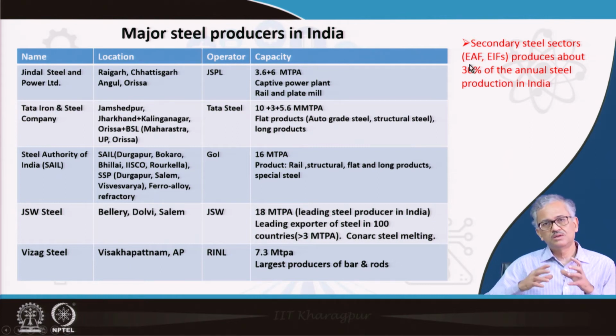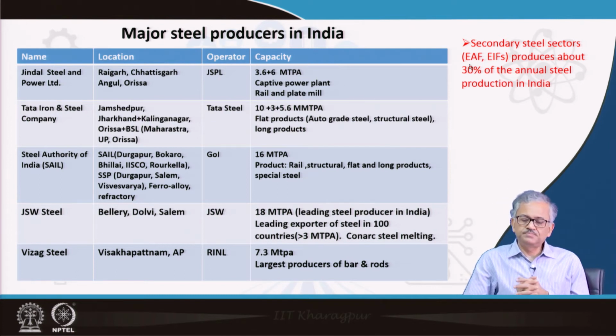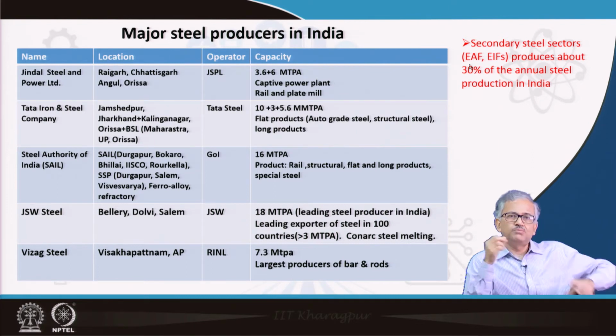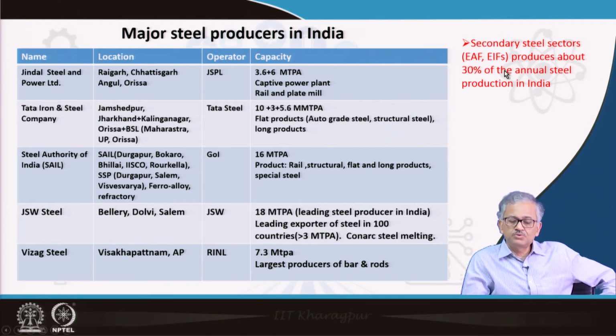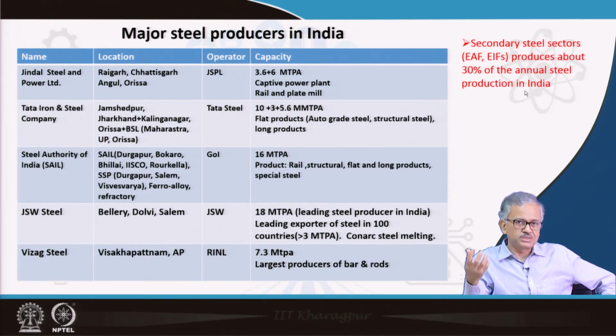Okay, so these are basically the major steel producers in India, but secondary steel sectors are there based on small electric arc furnaces and electric induction furnaces. A lot of steel production in India comes from there, about 30% of the annual steel production. Out of 100, 30 million tons is produced by the secondary steel sector. In the secondary steel sector, the major raw material is basically iron ore scrap or sometimes DRI. Basically they are based on cold charge and produce locally. They produce different types of products.